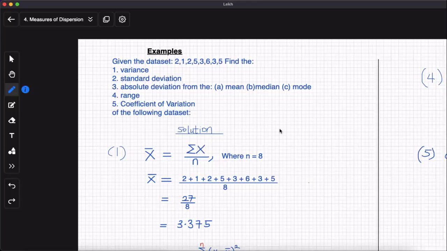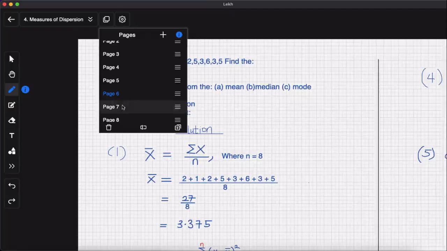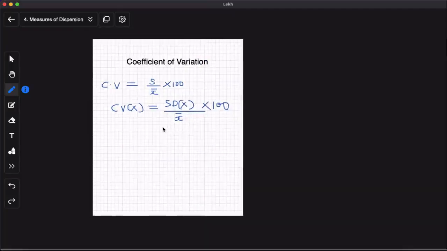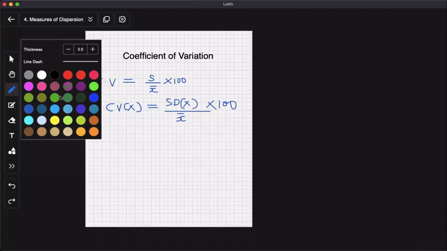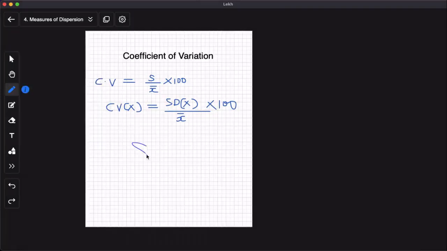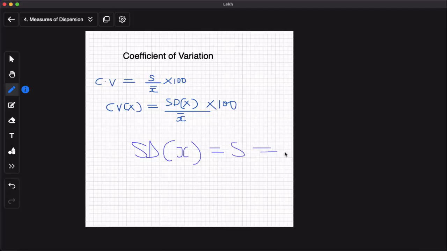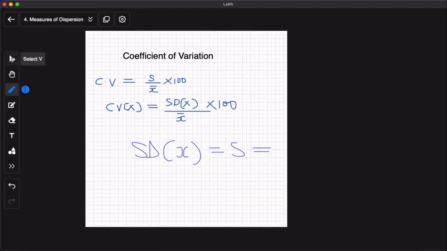Before we obtain the following, let's look at the coefficient of variation. This is how you define the coefficient of variation: it is the standard deviation divided by the mean multiplied by 100. This is another way to write your standard deviation. SD of X equal to S means your standard deviation. This is what you refer to as your standard deviation.